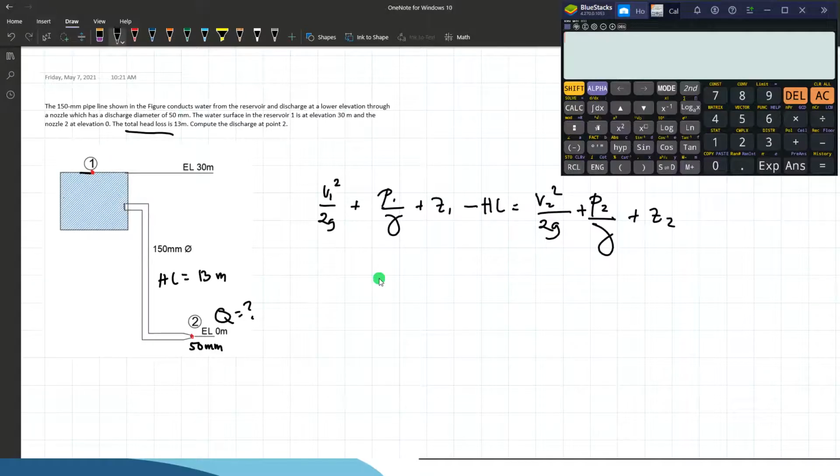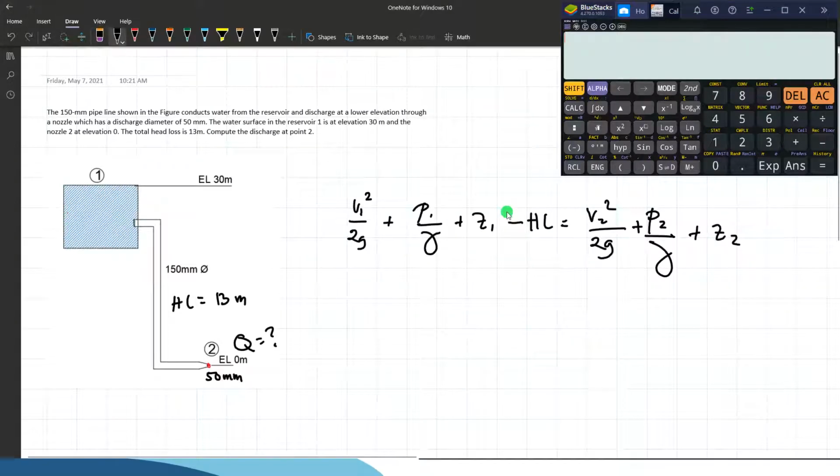Okay, we are required to determine the discharge in the pipe. Of course, the discharge at the nozzle is the same as the discharge here in the pipe. So let's identify now the velocity head, pressure head, and elevation head present in this figure. Based on the given, we don't have a given pressure at point 1 and point 2, so we can say that P1 and P2, or the pressure head, is neglected. Next we have elevation head. We have given elevations at point 1 and point 2, so we have values for that.